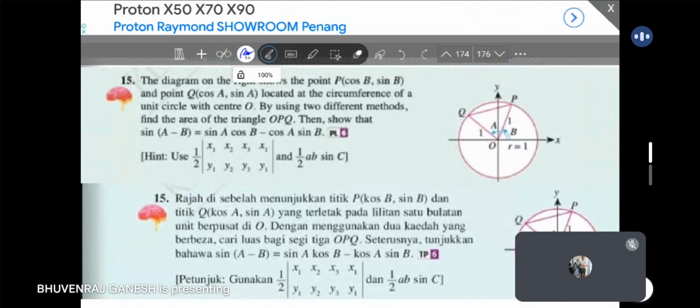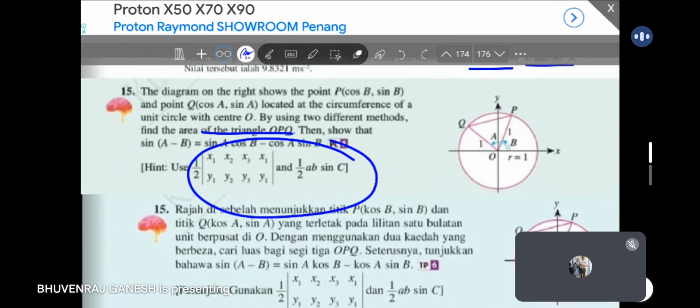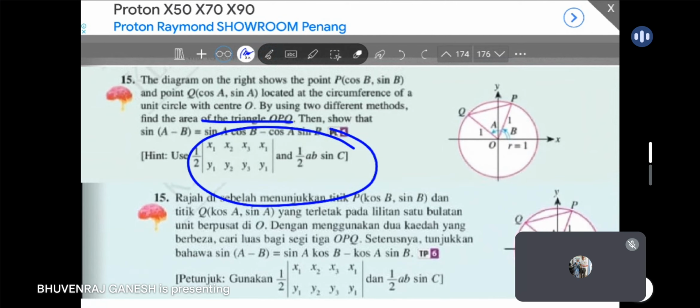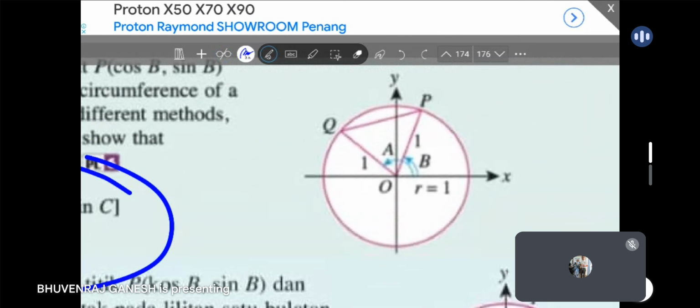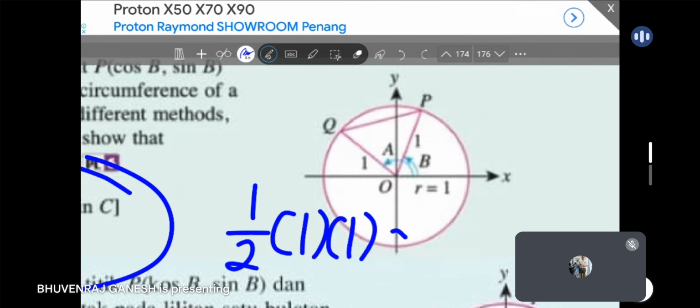Okay, so for question 15, guys, they're asking you to find the area of triangle OPQ. Okay, kamu kena cari luas dia, guys. Okay, so how? And then they ask you to show this one lah. Okay, so they give you hint tadi. You just need to use this formula. Kena guna rumus ni saja. Okay, so first step, you want to find OPQ, right? So very simple. OPQ macam mana? You can use half ab sin C. So half QO PO sin.